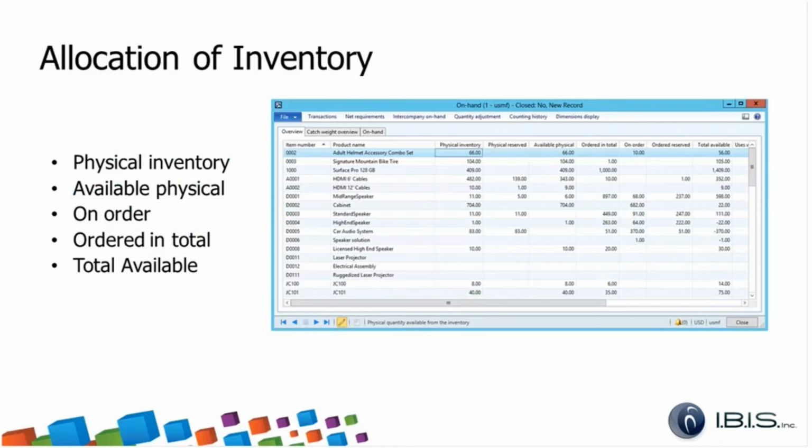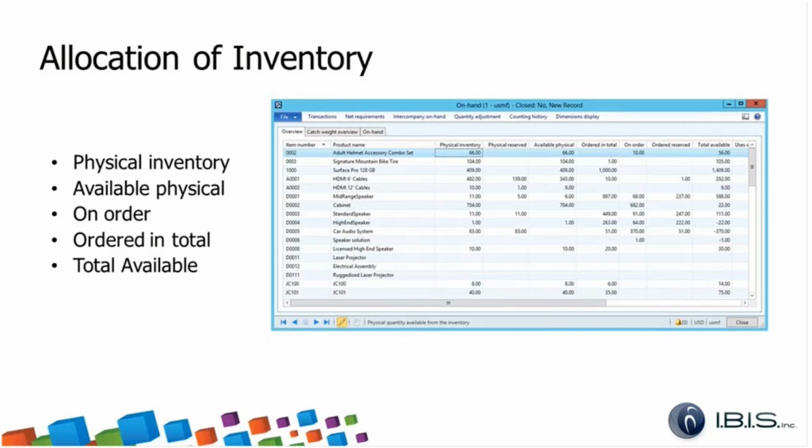So the physical inventory value, which is the amount on the shelf, is 66 for this item. The available physical quantity, which is the amount of those 66 on the shelf that are not currently reserved, is also 66. So we have no reservations against it. And if you look at the on order column, this is the quantity that is required for all demand, both sales, production, transfers, anything. And it is a quantity of 10. So from an allocation standpoint, the total available column will show you the total quantity of inventory that's available to be used for any new demand. In this case, the value is 56. The 66 on the shelf minus the 10 that are on order leaves us an unallocated quantity of 56.